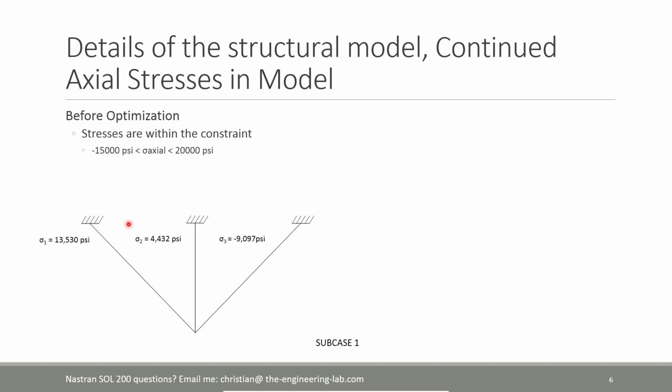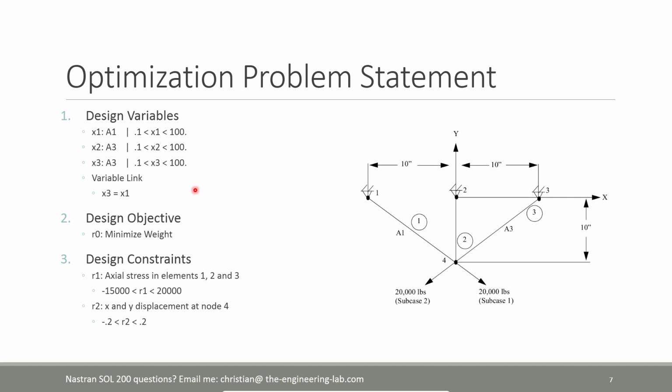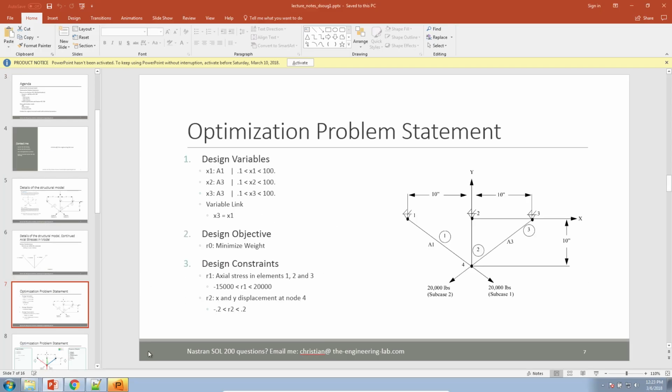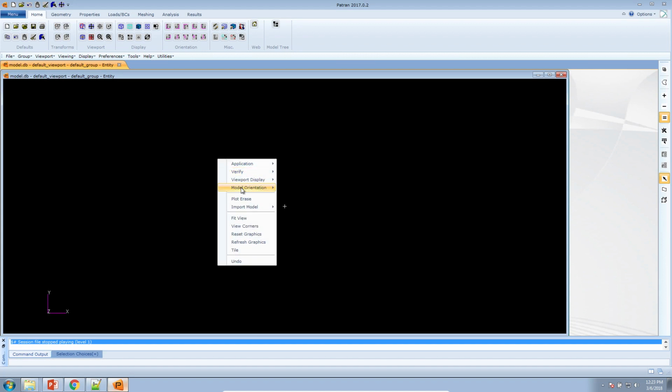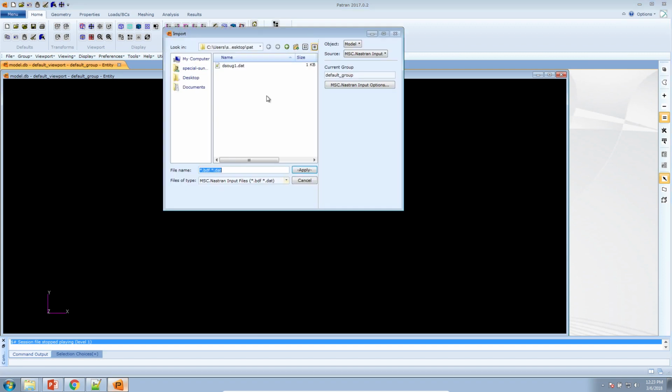Now, let me talk about how the structural model is configured. Here, each end that you see, as I highlighted with the laser pointer, will be fixed. And I will have to double check that in a moment. We are going to say the stresses should be between negative 15,000 psi and 20,000 psi. This is going to be for subcase 1. It would actually be worth showing you what this looks like in Patran. So let me go ahead and import this model.